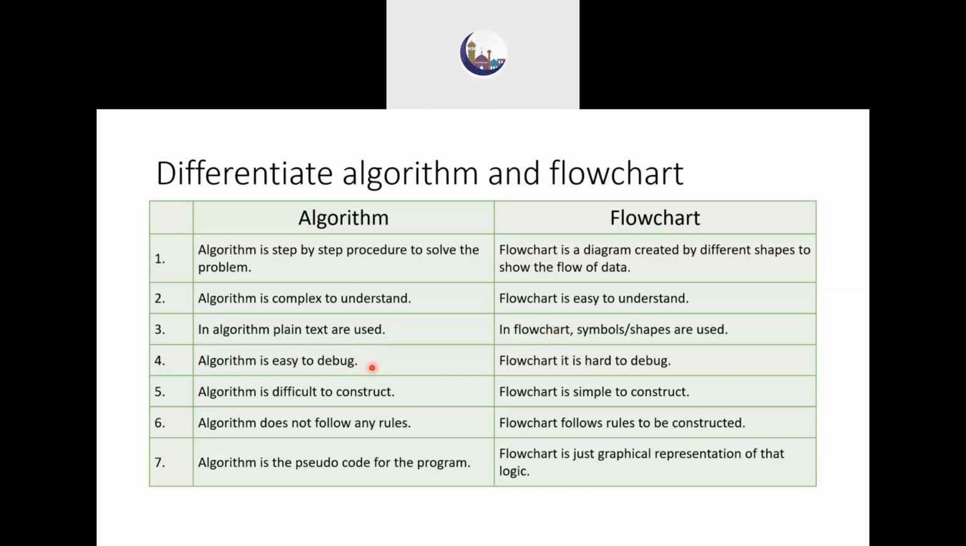Algorithms are easy to debug. If there is any error, you can easily pick it up in the algorithm, but in a flowchart you will not be able to tell whether there is an error in this step or not. Algorithm is difficult to construct, whereas flowchart is simple to construct. Algorithm does not follow any rules. Plain English sentences are there. Flowchart follows certain rules. Which symbol is to be used for which particular operation? You need to be very particular about that. Algorithm is pseudocode for the program, whereas flowchart is just a graphical representation of that logic.